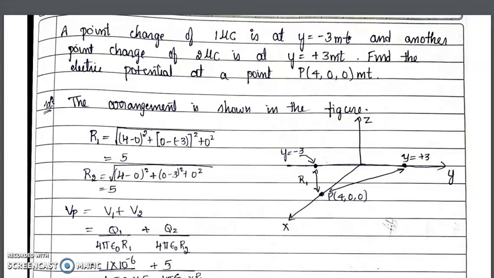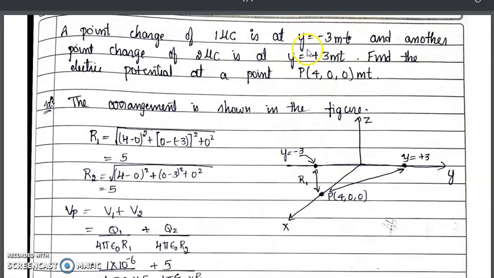Hello all. In this video, we will see the problems on potential and potential differences due to different types of charges at different points. So the first problem we will take upon potential is: a point charge of 1 microcoulomb is at y = -3 meter and another point charge of 2 microcoulomb is at y = 3 meter. Find the electric potential at point P (4, 0, 0) meter.